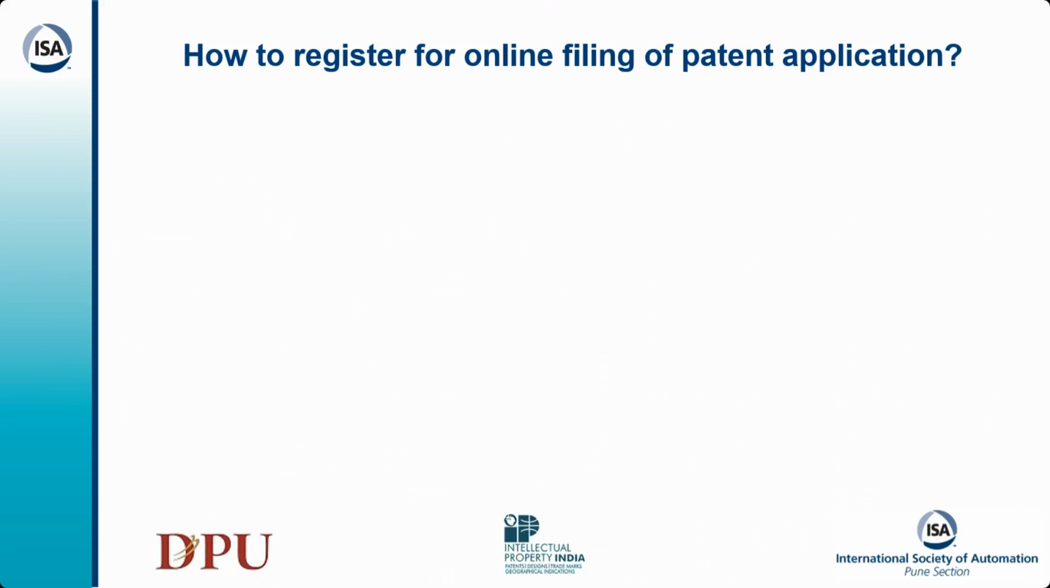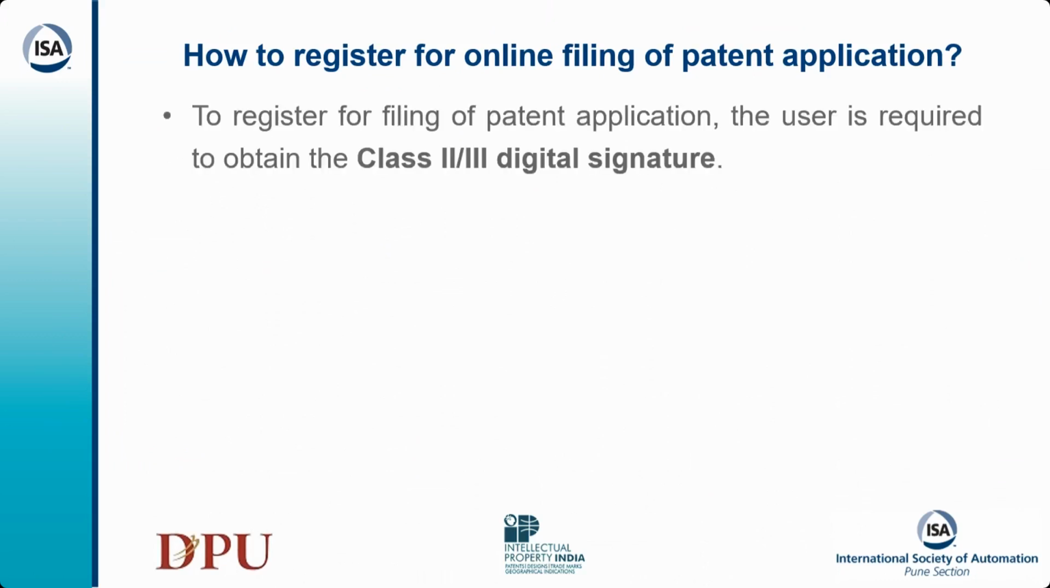But nowadays, as the online system has become more and more powerful day by day, patents can be filed online, but there are certain things which are to be matched. First one is to register for the filing of patent application. The user is required to obtain a class 2 or class 3 digital signature. This is an important condition. You can get that digital signature from any of the agencies who are providing digital signatures.